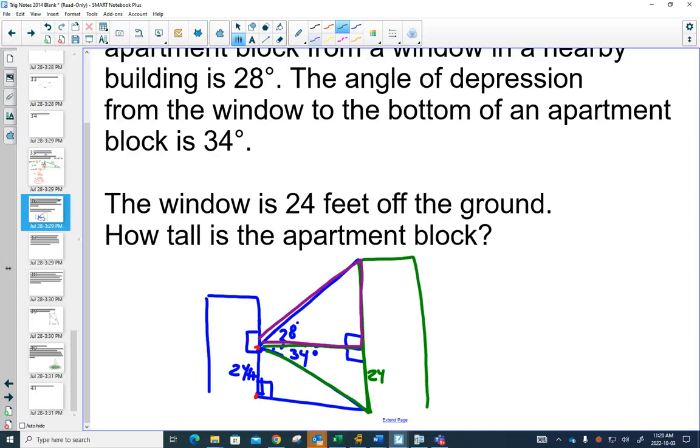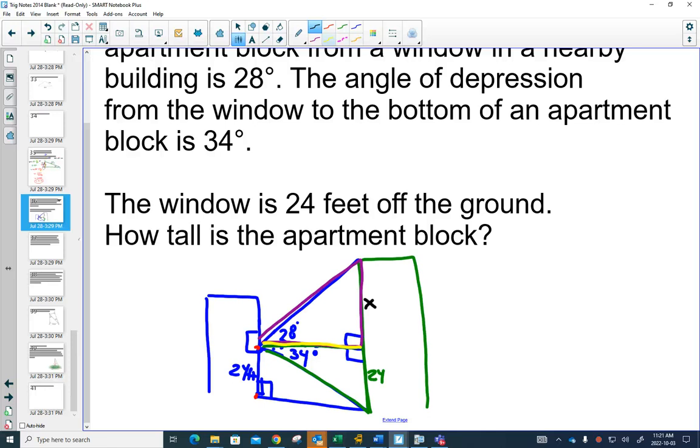So which is the part that they share? They share this line, which is going to be the one that's helpful to find. In order to find out how tall the apartment block is, can you see that what I need to find is this part of the purple triangle? And if I find that x, that's not going to be the answer. The answer is going to be that x plus the 24.